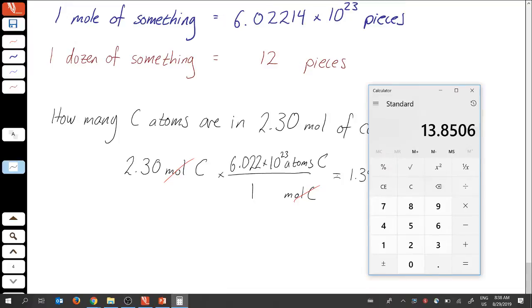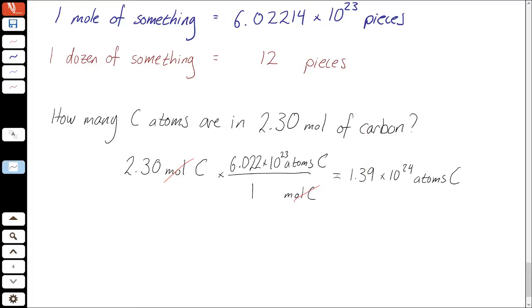You'll notice that when I multiplied 2.3 times 6.022, I got this number, 13.85. So I could have written 13.9 times 10 to the 23rd. Or I could convert it into the more strict scientific notation, 1.39 times 10 to the 24th. I would consider either of those to be correct. I believe Mastering Chemistry doesn't care either, but you'll have to check it and see. As long as you've got the right significant figures, I don't think Mastering Chemistry cares.